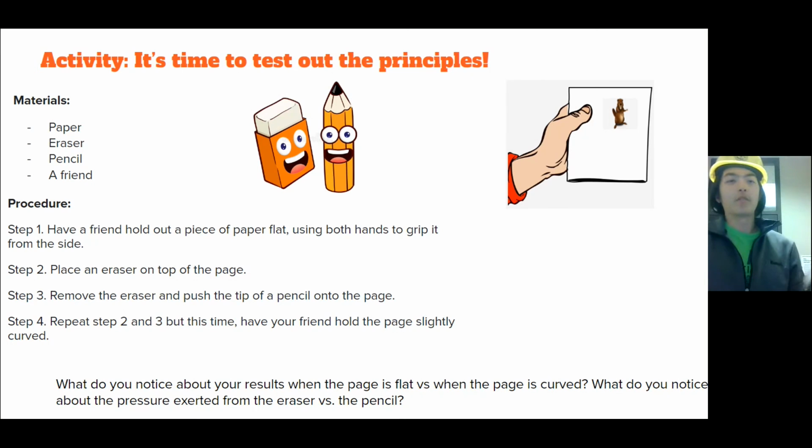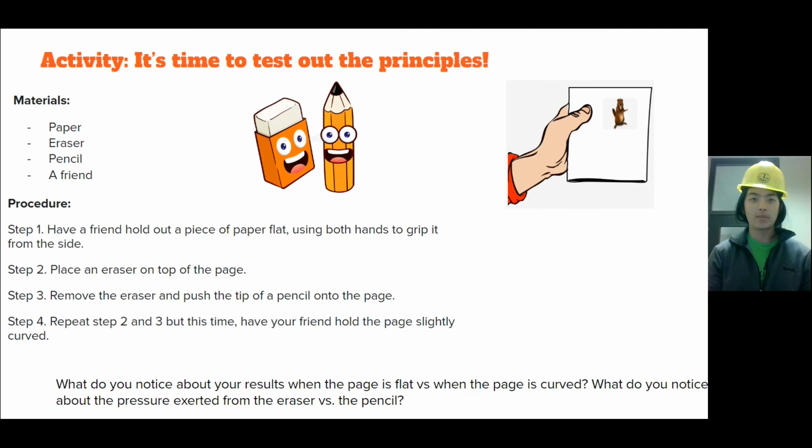Moving on to our next activity. For this one, you're going to need a paper, eraser, pencil, and you're going to need to find a friend. Step 1, you're going to get one of your friends to hold out the piece of paper in front of you in a horizontal position. Make sure to hold it tightly. Then you're going to get someone to place an eraser on top of the paper and give it a gentle push. See what happens. Next, you're going to swap out the eraser for a pencil and you're going to push at the paper with the tip of your pencil and observe what happens.